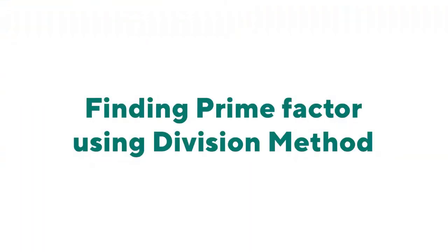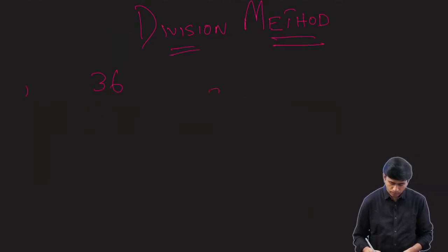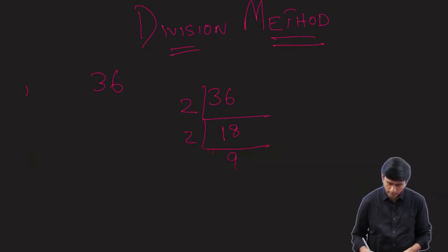Now let's talk about the division method. This is the more common method we use to find prime factors. This is how we find the prime factors of a given number using the division method. Let's find the prime factors of 36. So, if we divide 36 by 2, it becomes 18. 2 9s are 18. 3 3s are 9. 3 1s are 3.